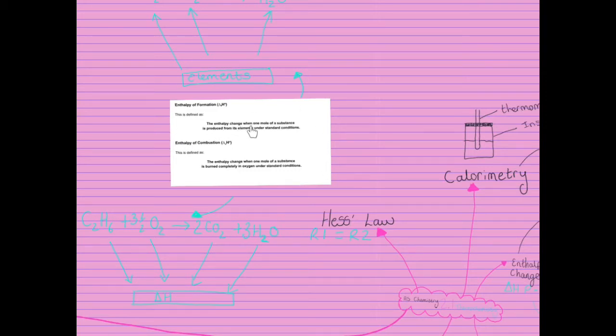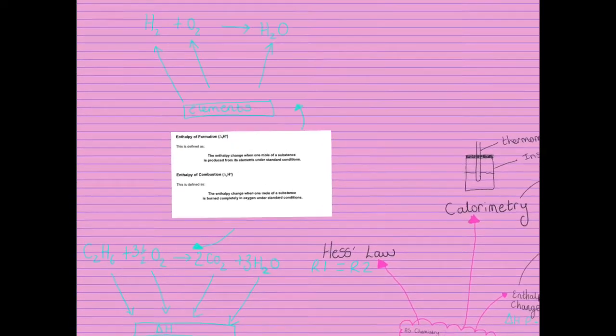It's quite easy. Enthalpy change of formation is when 1 mole of substance is produced from its elements under standard conditions. It's always under standard conditions. It's always 1 mole. It's always an enthalpy change. You just need to remember which way round they are. You might be asked to define Hess's law. So I've just written route 1 equals route 2. The enthalpy change is independent of the route taken.